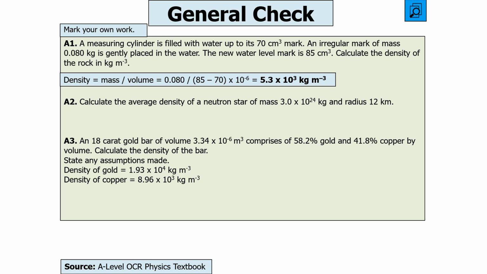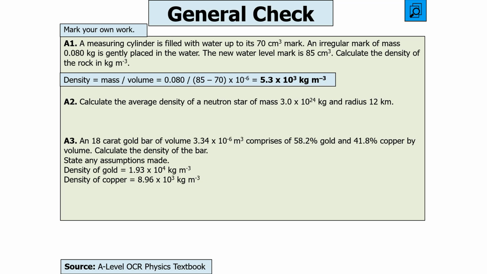So from centimeters into meters, it's going to be 10 to the minus 2, but then we're doing it 3 times, 10 to the minus 2, 10 to the minus 2, 10 to the minus 2, so overall it's 10 to the minus 6. So it's 0.080 divided by 15 times 10 to the minus 6, which is 5.3 times 10 to the 3 kilograms per meter cubed.